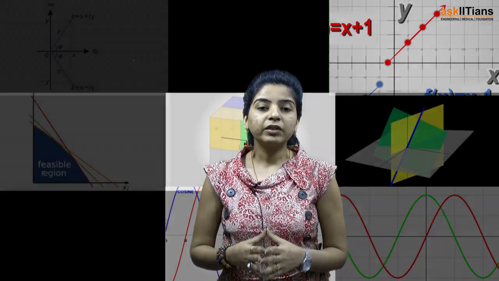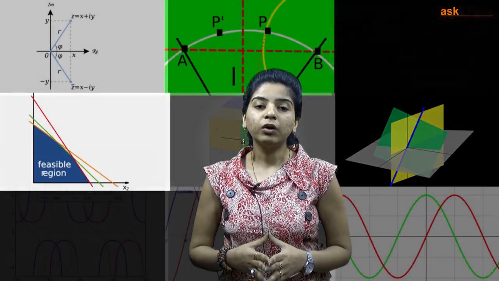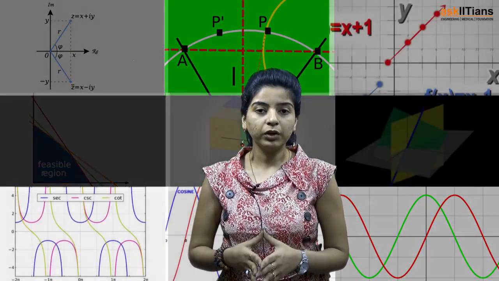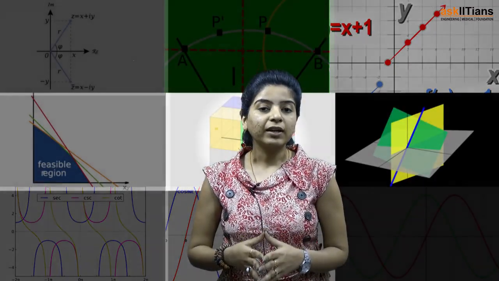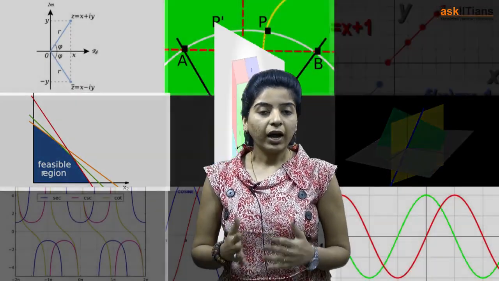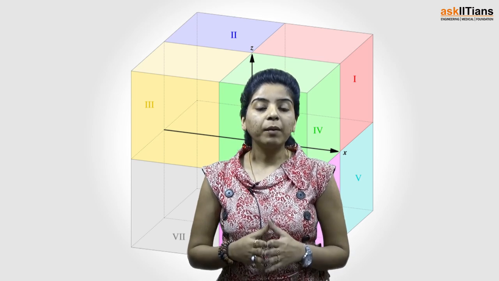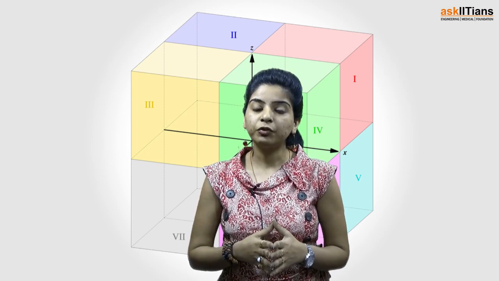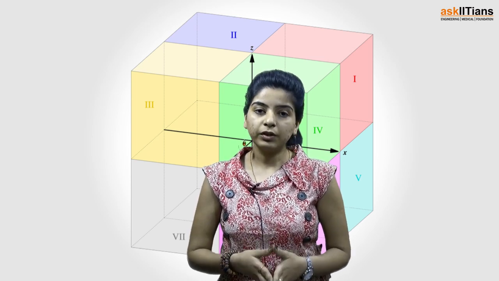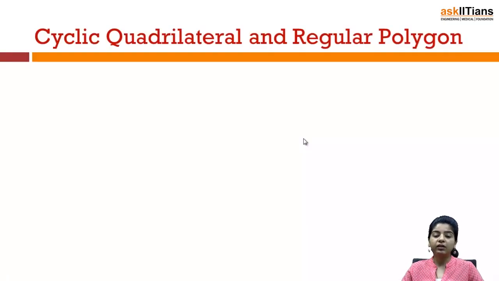So now in this section we'll basically be concentrating on cyclic quadrilateral and regular polygon. We shall discuss what we exactly mean by a regular polygon, and we shall discuss some questions based on them. We shall also discuss some ambiguous cases in the solution of triangles and questions based on them. So let's begin. The next thing that we have is cyclic quadrilateral and regular polygon.